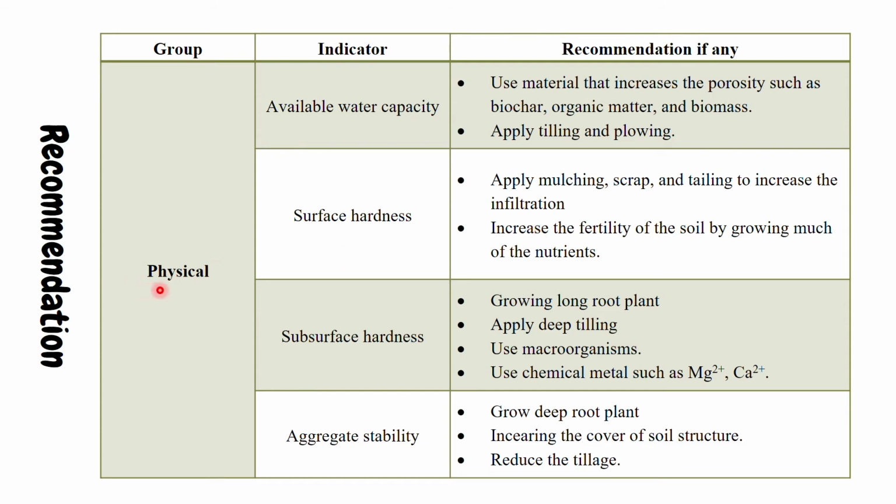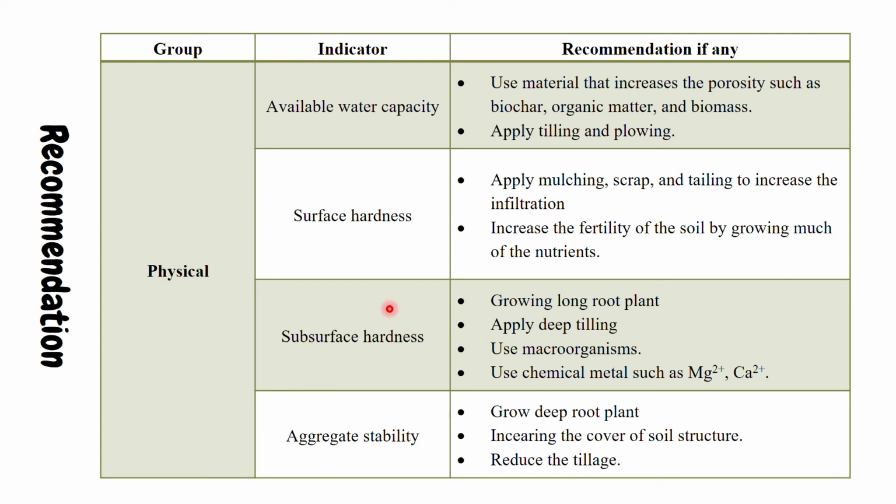For all these indicators we have to use different recommendations to have good soil for the cucumber. For example, for the available water capacity, we have to use materials that increase the porosity, such as biochar, organic matter, and biomass. This will help to have a high infiltration rate and less runoff, so the water will be more available in the soil.